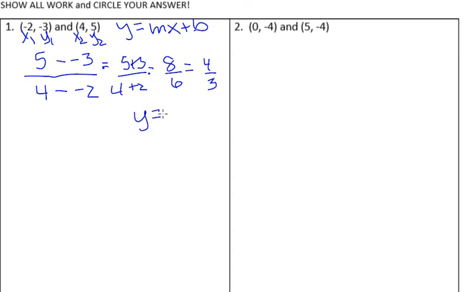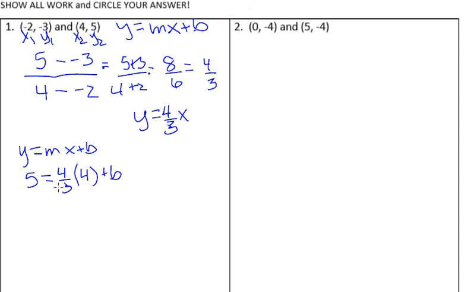So I know my equation is y equals 4/3 x. But we know we're not done because we need a y-intercept. So I'm going to look at my ordered pairs here, and these are both positive, so I'm going to use these ones. So I've got y equals mx plus b. So my y value for this ordered pair is 5, so I know 5 is equal to m. All right, well, I know the slope now. I just found it. So it's 4/3, and I'm multiplying 4/3 by the x value here, which is 4, and then I'm going to add b.